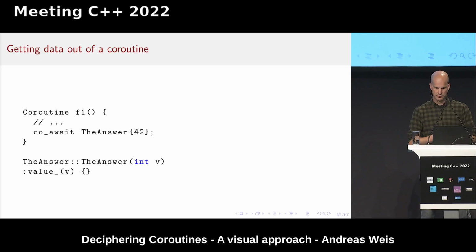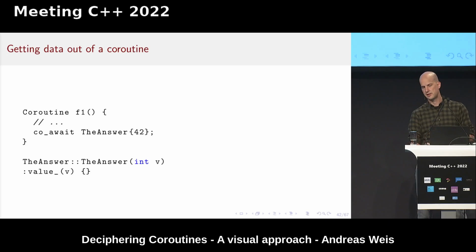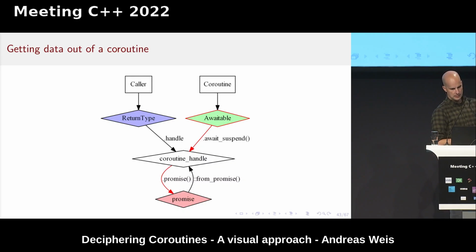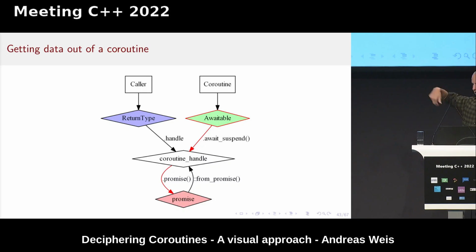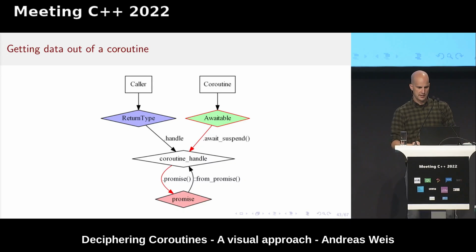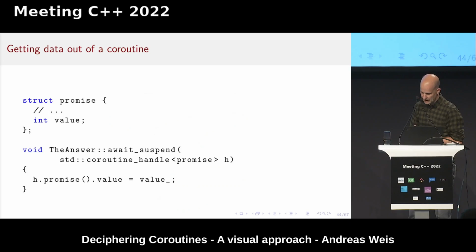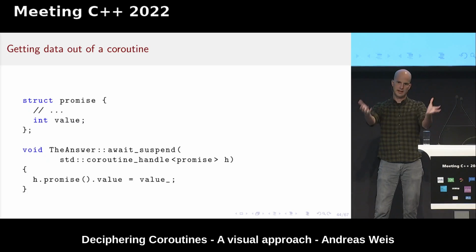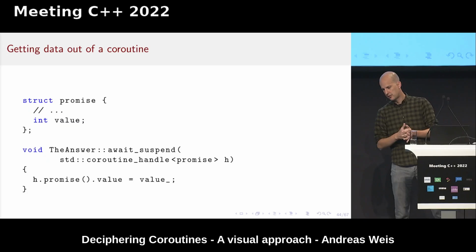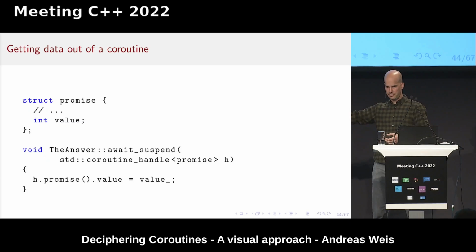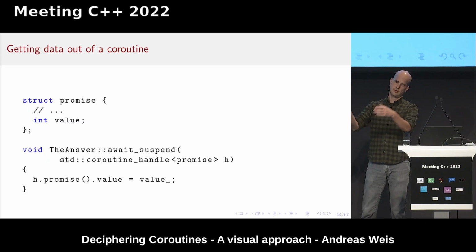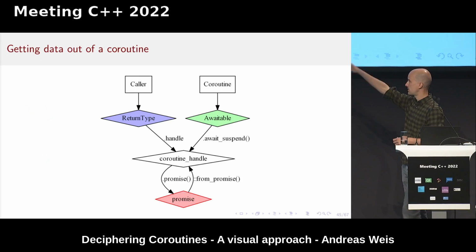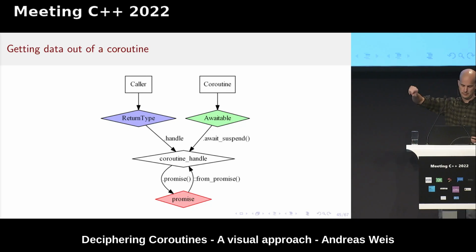So let's do this, right? We pass 42 to the constructor, and we just store it inside the member variable of the awaitable. So now the data is in the green awaitable. But the caller cannot get to the awaitable, right? So I need to store it further down inside the promise. And the way that I do that is in the await suspend function. That's when the awaitable gets access to the promise. So here I use the coroutine handle to get to the promise and then store the value inside a member variable of the promise object. So now I pass the data all the way down here to the promise.